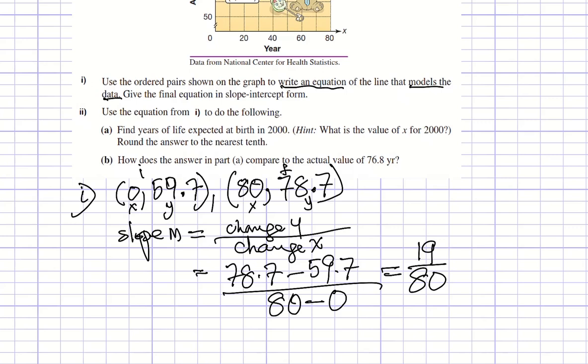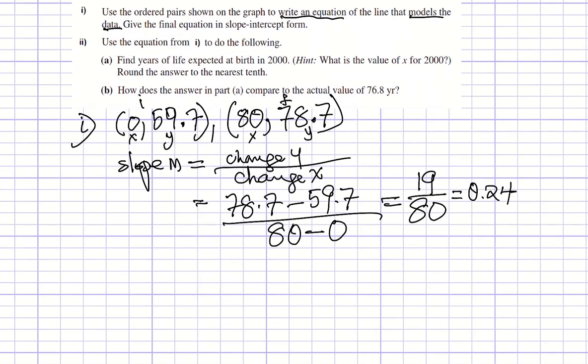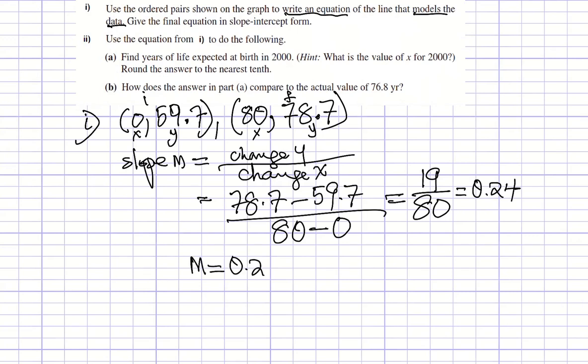Alright, so we'll have to work with fractions. You divide that out, you get 0.2. It's given in 1 decimal place. I don't know if we want to go to 2 decimal places, so we can go to 2. It's 0.24. So that's the slope. We got that slope, m equals 0.24.